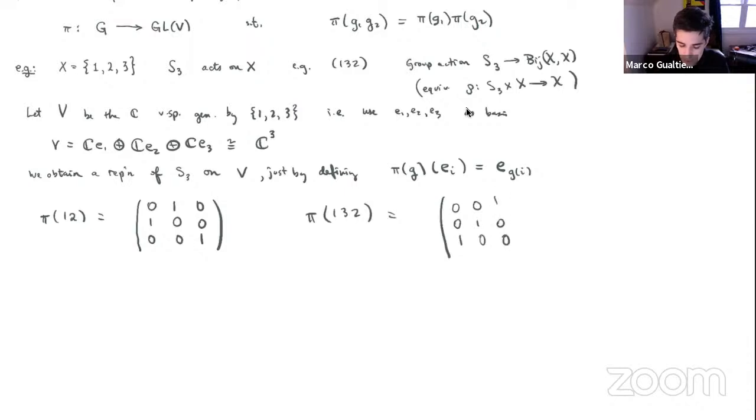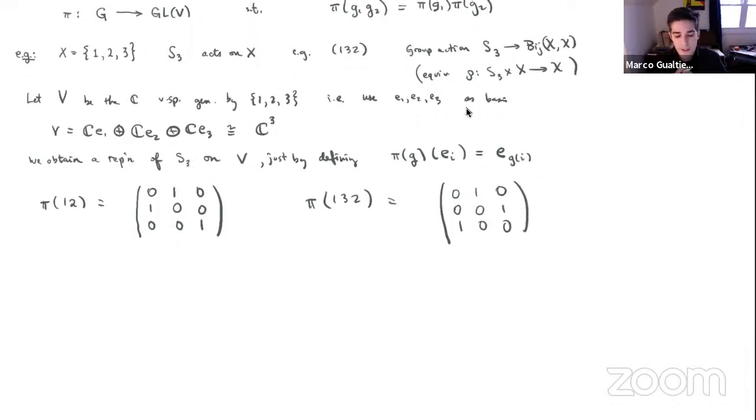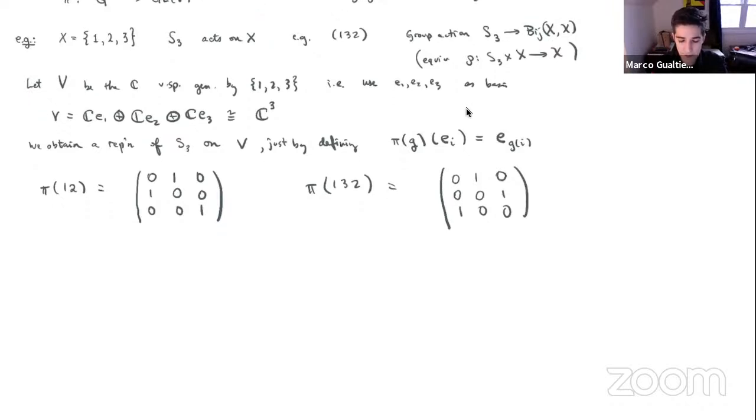Sorry, 3 goes, 2 goes to 1, 0, 1, 0. Okay, so every matrix, every group element has been now converted into a matrix, which is acting on this vector space, and we've got a representation. So I hope it's clear that the fact that this action satisfies the action law.